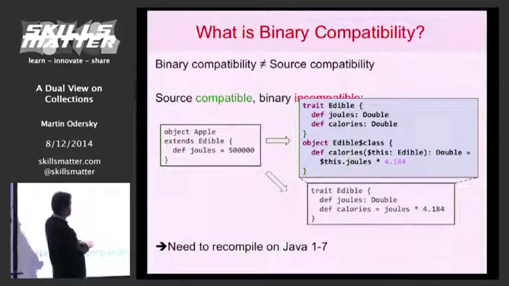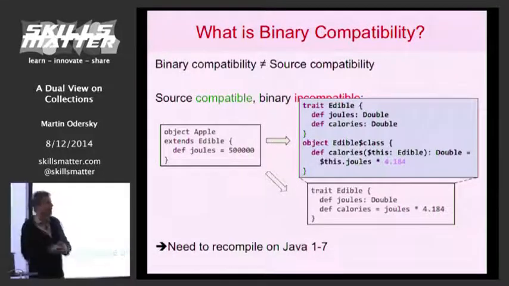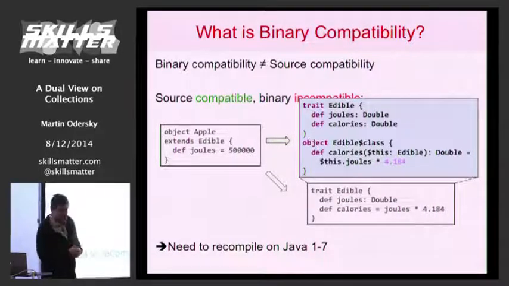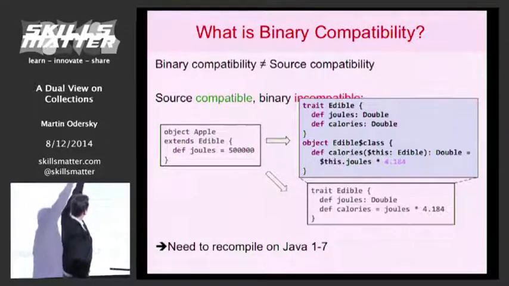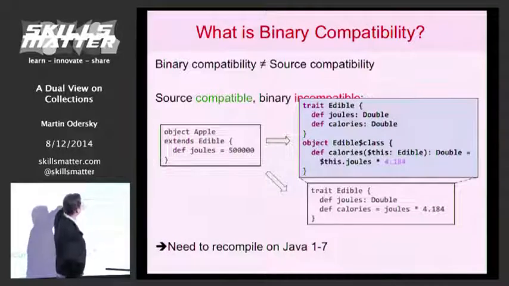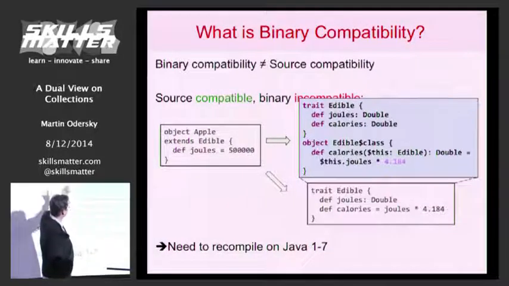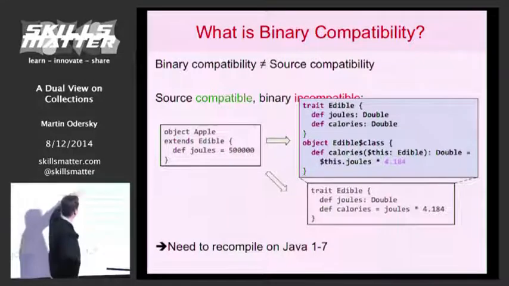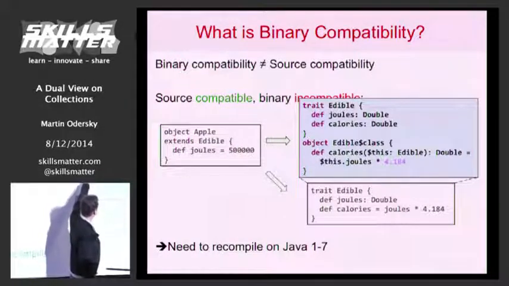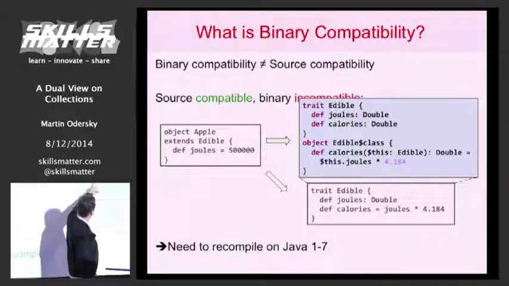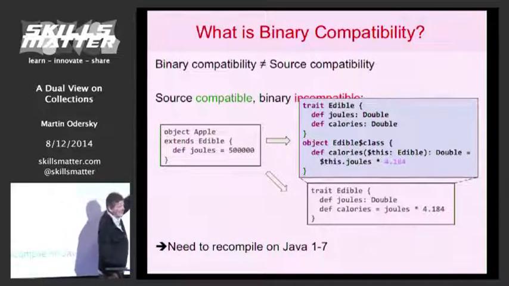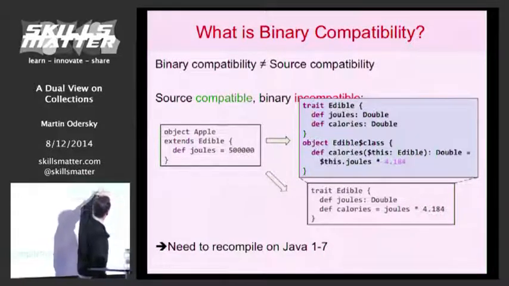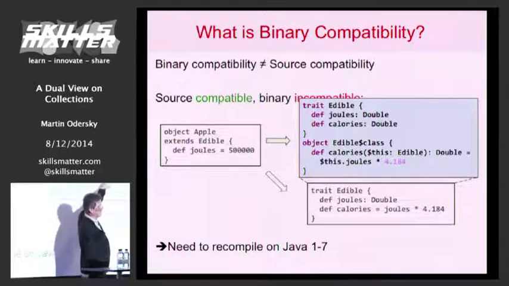Since traits are not in Java, the compiler converts the traits to an interface. So here you have the interface edible. It has joules and calories as double methods. And then the implementation of calories must be somewhere, it can't be in the interface. So we put it essentially in a companion object, which is called edible $class. And that calories contains this very complex computation. It does the computation on essentially an object that we pass. That object is called $this.